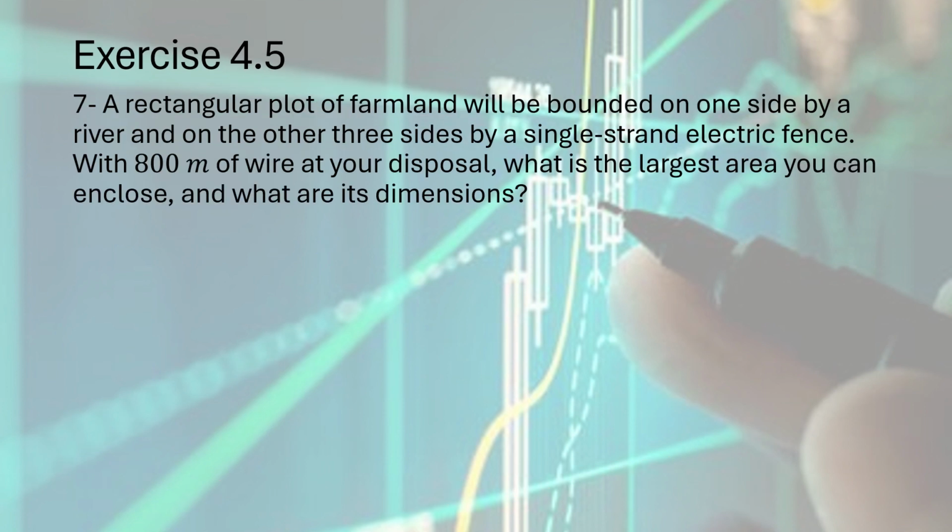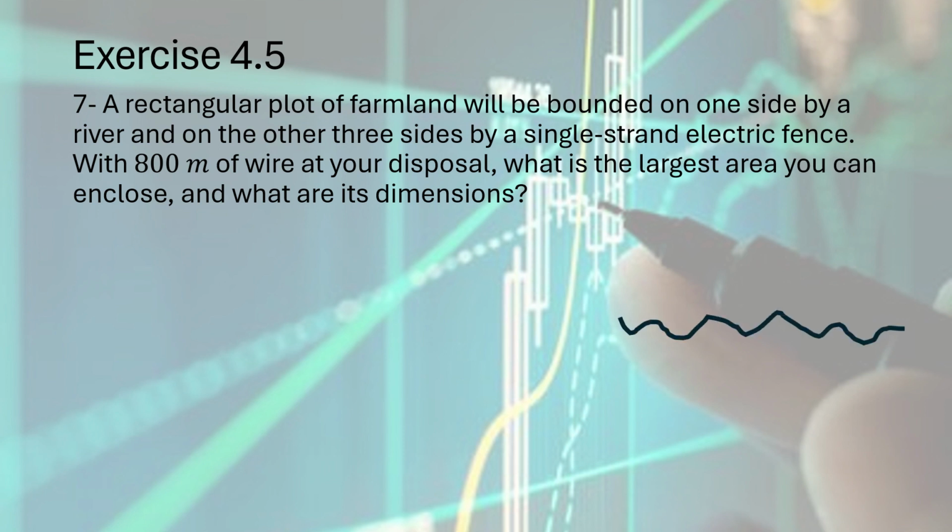Okay, let's talk about the seventh question. It says a rectangular plot of farmland will be bounded on one side by a river and on the other 3 sides by a single strained electric fence. With 800 meters of wire at your disposal, what is the largest area you can enclose? And again, what are the dimensions?